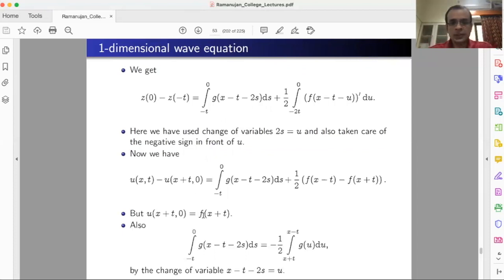Also, I want to change these variables a little bit, because you will see in the next maybe 1 or 2 slides why we actually do this. So let me just change variables. Let me put x minus t minus 2s as u. And then when you do the change of variable formula, you get the integral from minus t to 0 of this part is minus half of the integral from x plus t to x minus t. Okay, or I can switch x minus t to x plus t and then the minus half becomes plus half, and that's what we have.